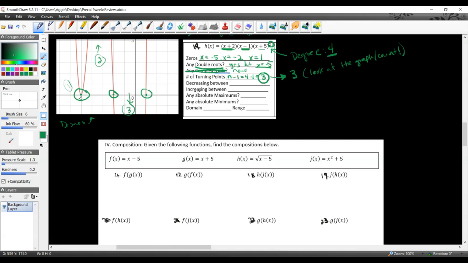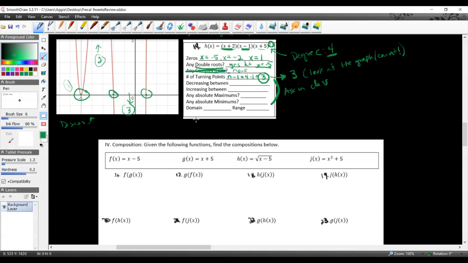Decreasing between, so this part right here is asking where the graph is going downward. For this part, you will definitely have to look at the graph. So I'm going to go ahead and leave it blank. I'll let you guys do this in class if you have questions about these. So let me see, these ones right here. You can ask me about them in class, just because it's a lot easier if I have a calculator to show you with that part.